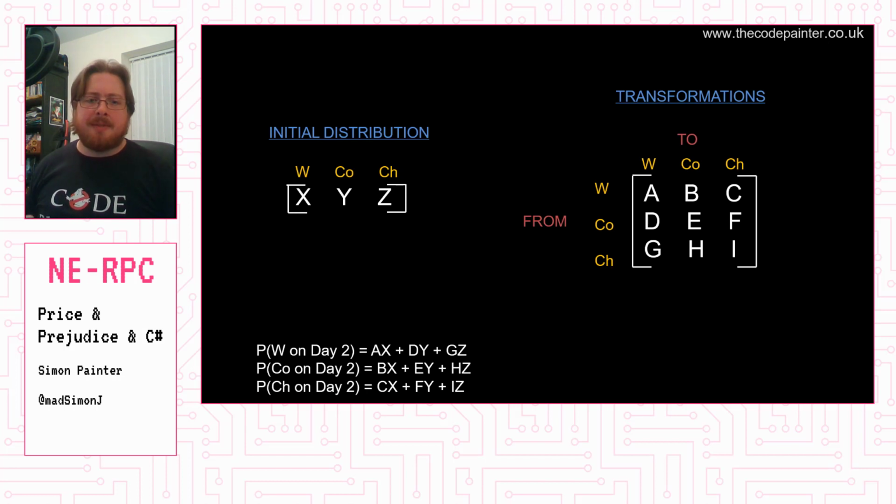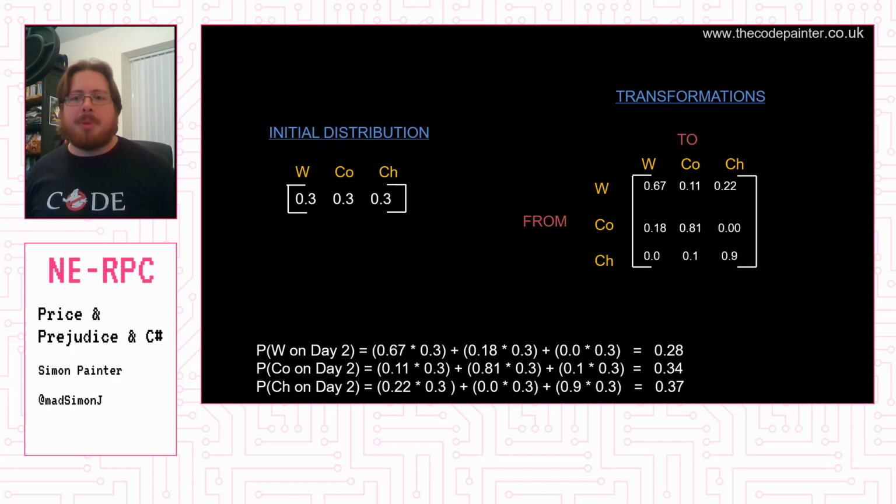Same exact process for the other two, it's just that we're going for a different column in each case. But at the end of the day, what we get is a new set of probabilities for day two based on whatever it would have been on day one. And if you pump real numbers into it, it looks kind of like this. And this is kind of interesting. It's saying that there is a lower probability of Weetabix, 0.28, that's 28%. We've got a 34% chance of choosing Cocoa Pops on day two and 37% for Cheerios. So Cheerios has a significantly higher probability than the other guys.